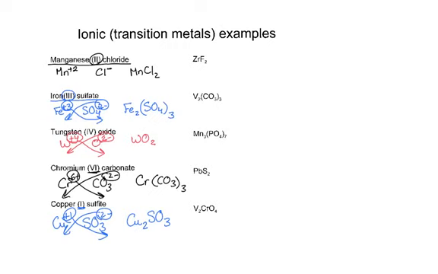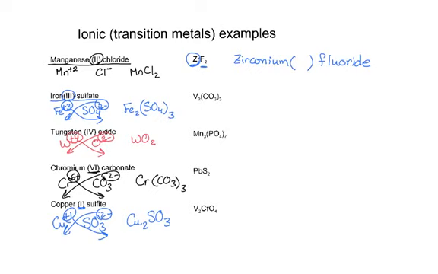Let's do the opposite. Let's go from the formula to the name. So you write the name of the first element or the metal, so zirconium. You write the name of the second one, end it with IDE, so fluoride. You check, since this is ionic, that your metal is not in group 1, group 2, or aluminum, zinc, or silver. If it's not, then you would need parentheses, and in the parentheses you put Roman numerals to indicate the charge of the metal.